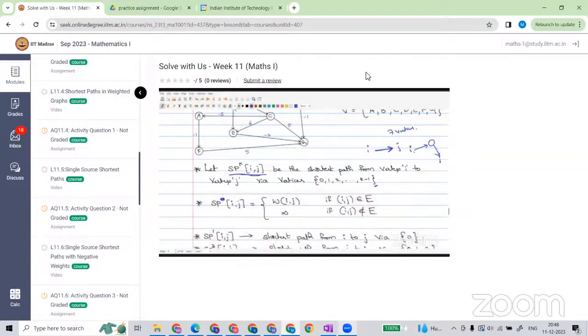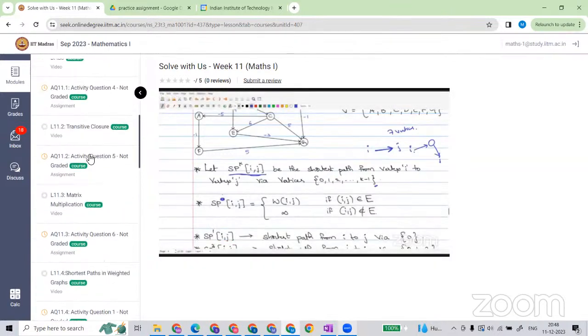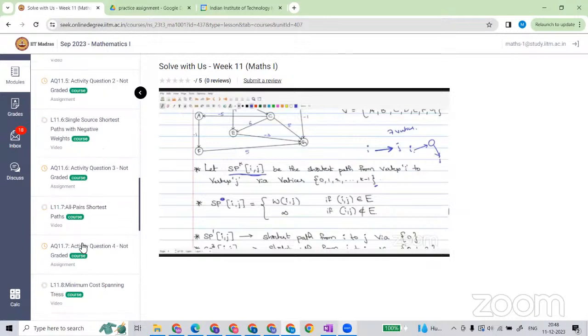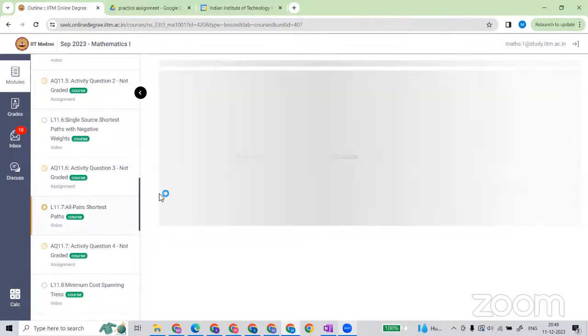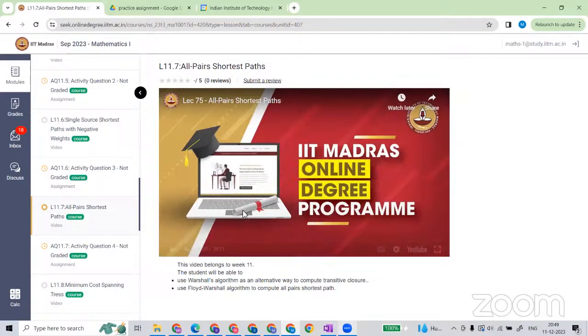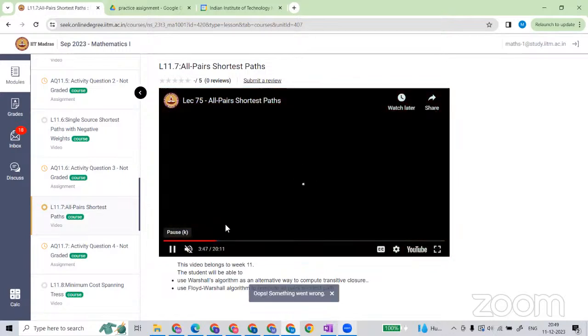Am I audible? Yes, sir. Okay. Which algorithm? The algorithm to find the all pairs shortest path. Yeah, all pairs shortest path. That algorithm is the Floyd Warshall algorithm, I think.